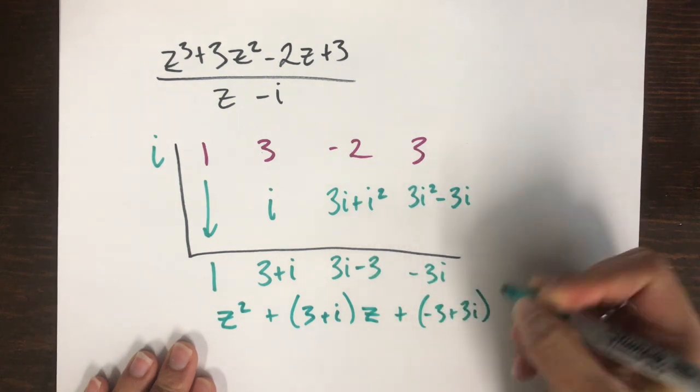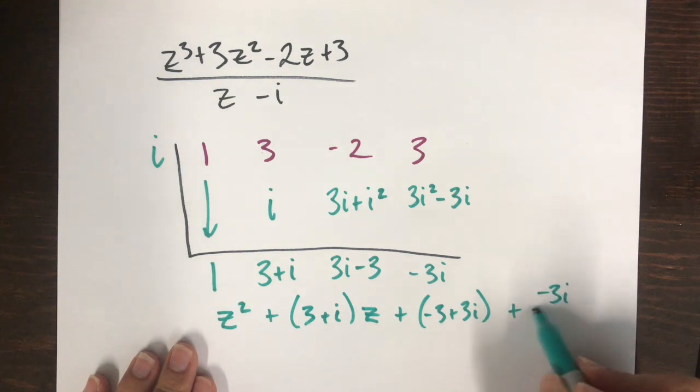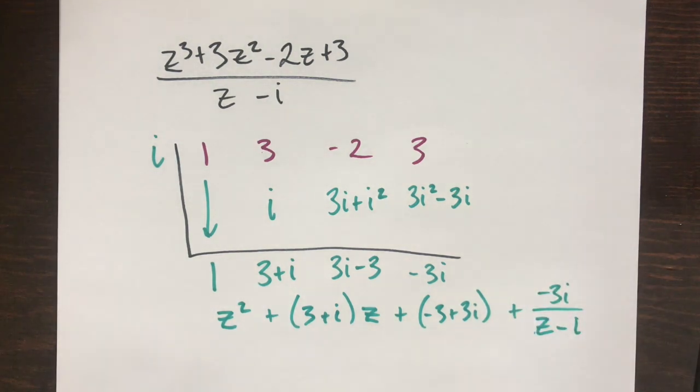Okay, so then my final answer for my polynomial is z squared plus (3 plus i)z plus (-3 plus 3i) plus -3i over z minus i. You don't have to worry about the i on the bottom of that fraction, even though you usually do. In this chapter, for some reason, you don't. Anyway, good luck on your homework and have a great day.